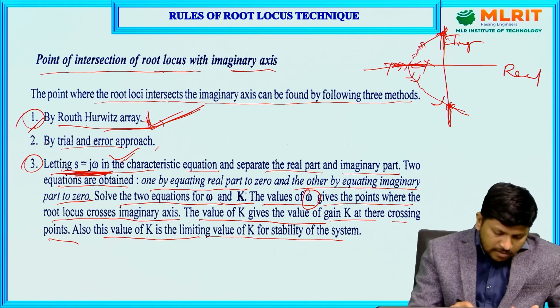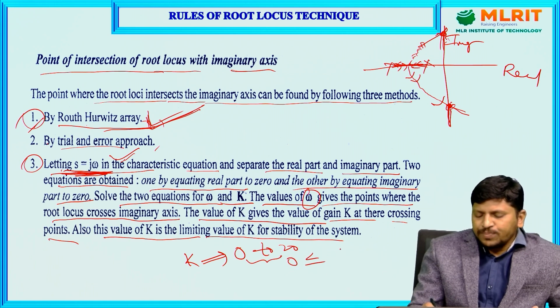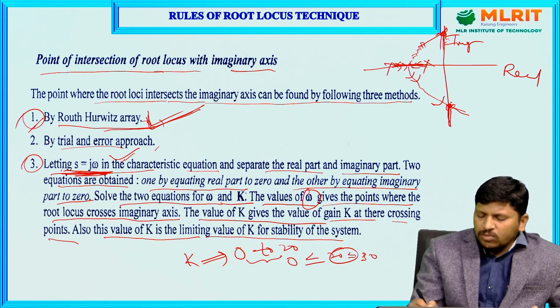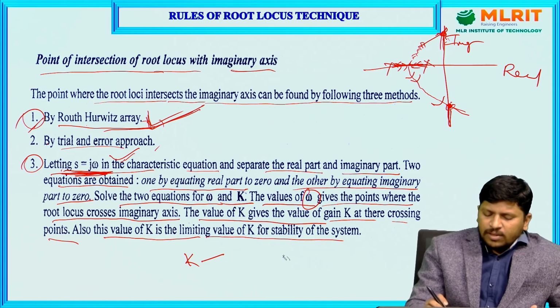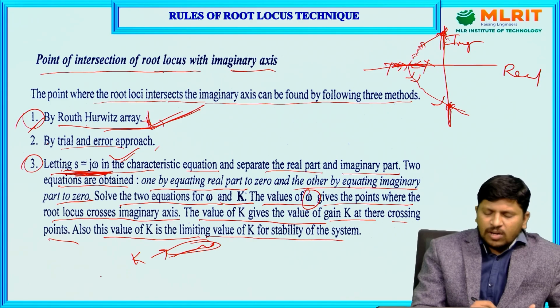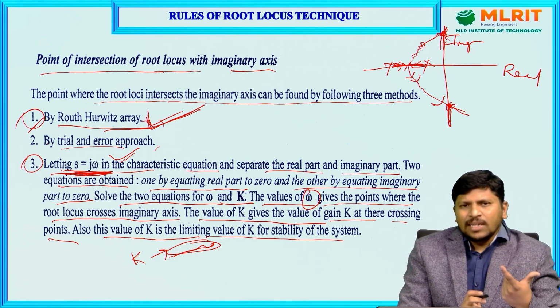That is, k gives some range. For example, 0 to 20, or 0 less than or equal to k less than or equal to 30, like that. Any value from 0 up to some value is considered. By solving the problem you can understand it easily. So the k value is a range, a limited range. In that particular range, the system is stable, or limitedly stable, or conditionally stable.